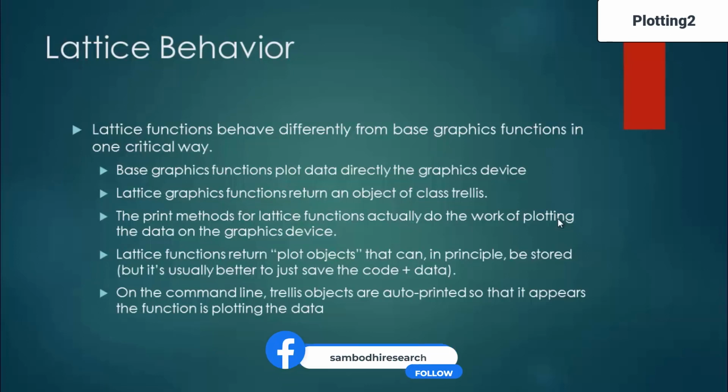Lattice functions return plot objects that can in principle be stored, but it is usually better to save the code plus data, which is always going to be useful. Here, instead of code plus data, you'll get plot objects, which is also recommended. It's not a big issue. On the command line, trellis objects are auto-printed so that it appears the function is plotting the data.